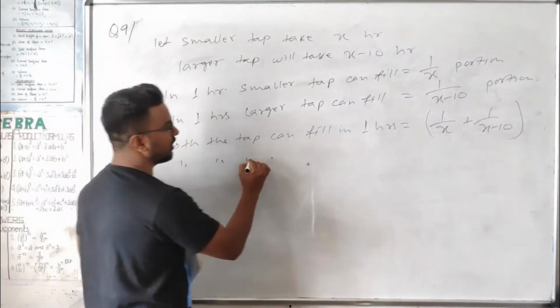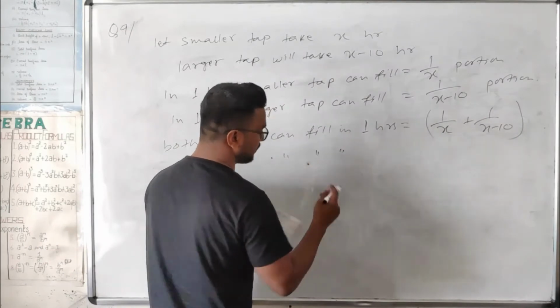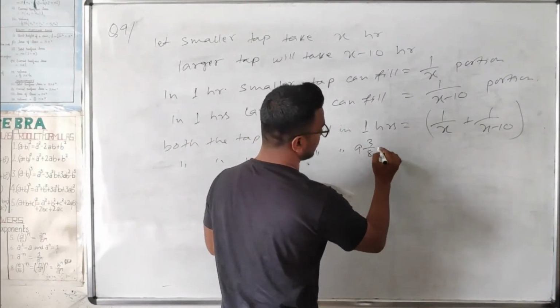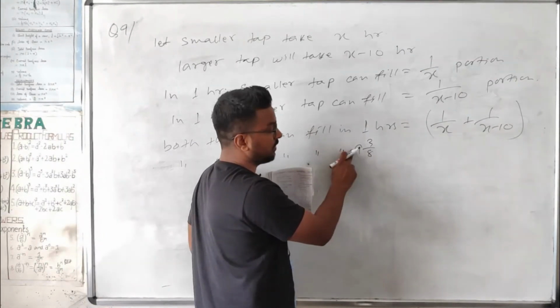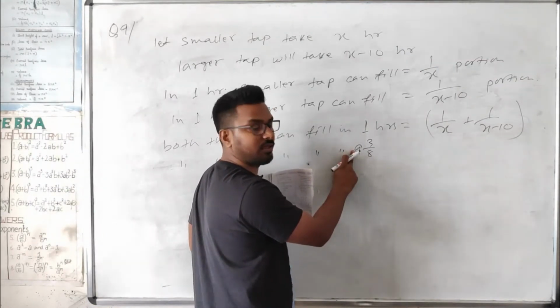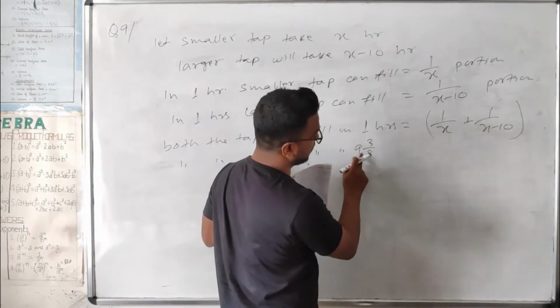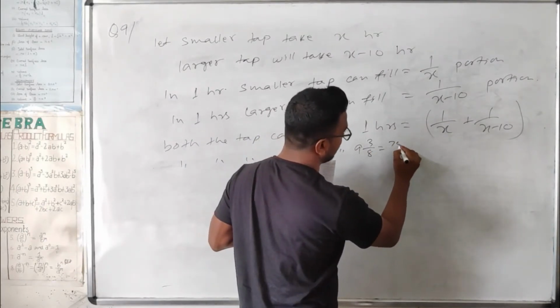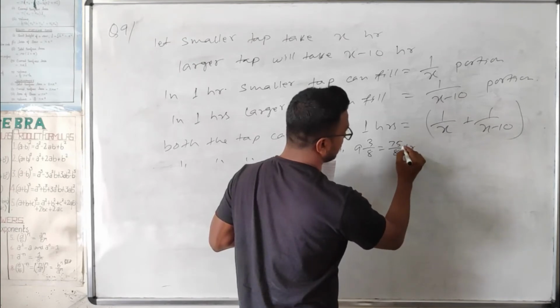Now both the taps can fill in how many hours? 9 3/8. It means how much? You have to multiply. This is a mixed fraction, right? So if you multiply, this will be 72 plus 3, 75. It means 75/8 hours.